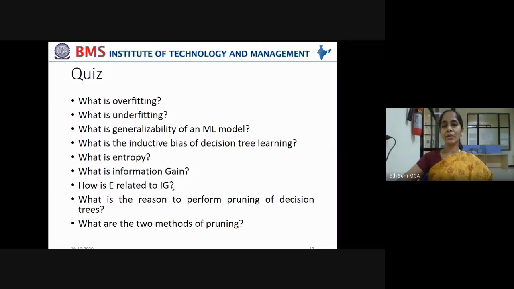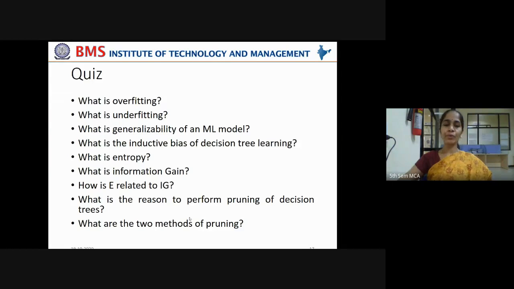How is entropy related to information gain? I want you to answer this, students. How is entropy related to information gain? Directly proportional or inversely proportional? Students? Inversely proportional. Very good. Uncertainty in the classification increases, information gain reduces. Uncertainty in the classification reduces, information gain increases.